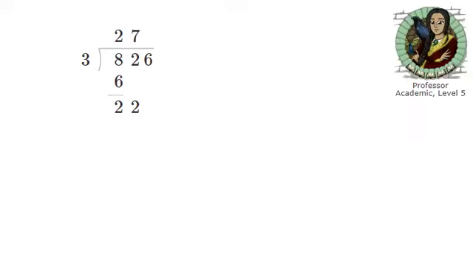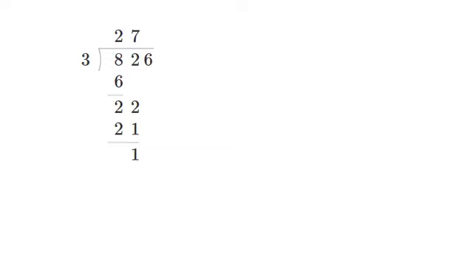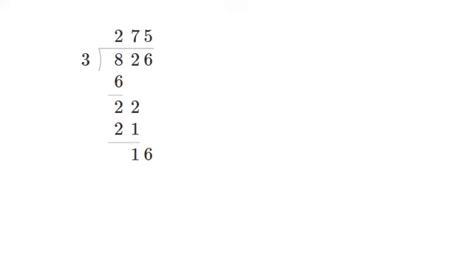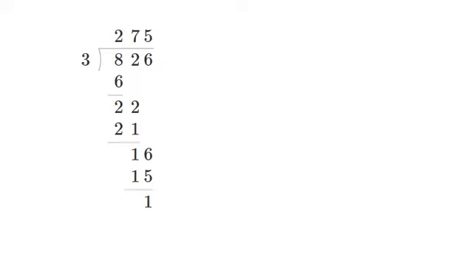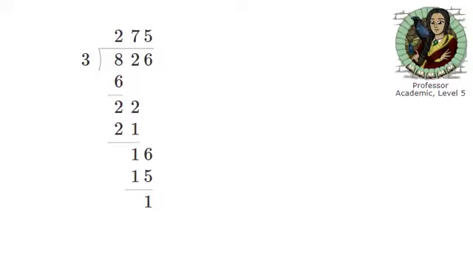7 times 3 is 21. 22 take away 21 is 1. Bring down the 6. 3's into 16 goes 5. 3 times 5 is 15. 16 take away 15 is 1. We conclude that 826 divided by 3 is 275 remainder 1. That is, the dividend 826 equals the divisor, 3, times the quotient, 275, plus a remainder of 1.